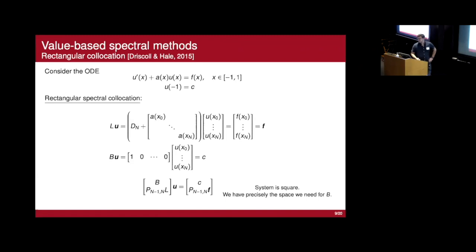Can I ask just one question? So you want to delete a row to make it square? Yes, because otherwise there isn't a solution. I mean, you could take a least squares solution. Well, that's my question. Why not just take a least squares solution? You could, and sometimes that'll work, and sometimes you won't get the spectral accuracy that you expect. I see. Okay.